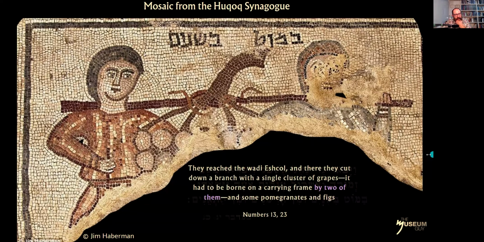So it says as follows: they reached the river, the Wadi of Eshkol, and there they cut down a branch with a single cluster of grapes. It had to be borne on a carrying frame by two of them, and that's what it says on the top, and some pomegranates and figs. Fine. Now, before I get to the story, I want to share with you a really cool image.